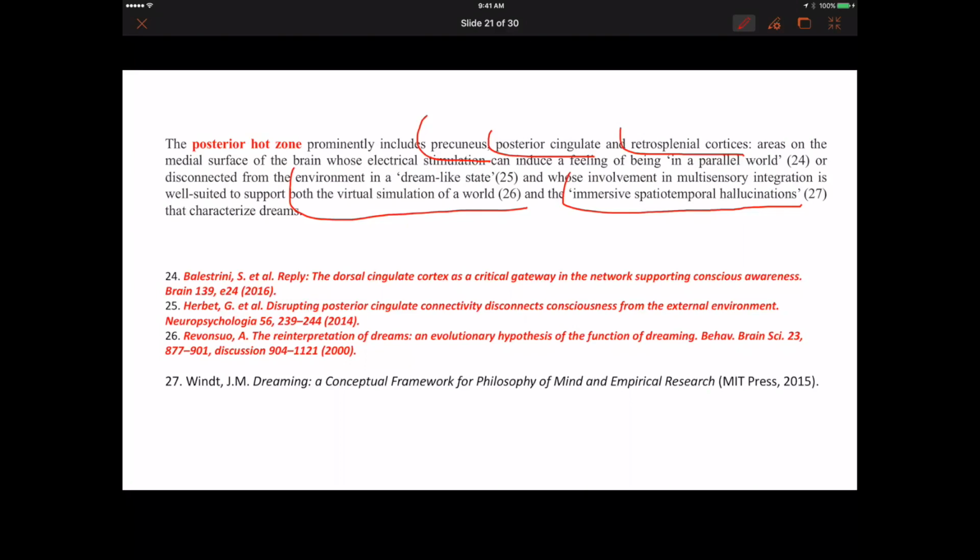So what the authors are saying is this: in the dream state, you create a virtual reality from your brain activity alone. And certain brain areas are particularly active in creating this immersive spatiotemporal experience in your brain.